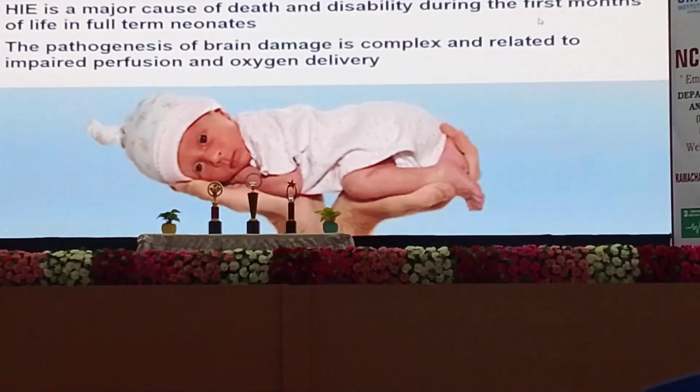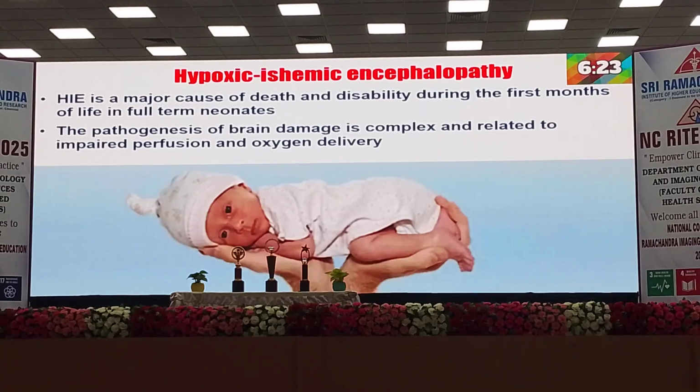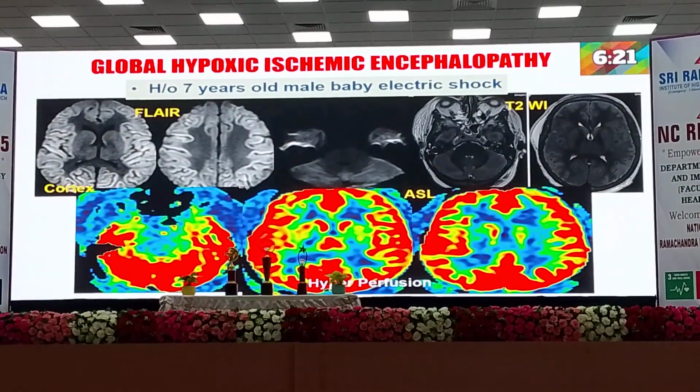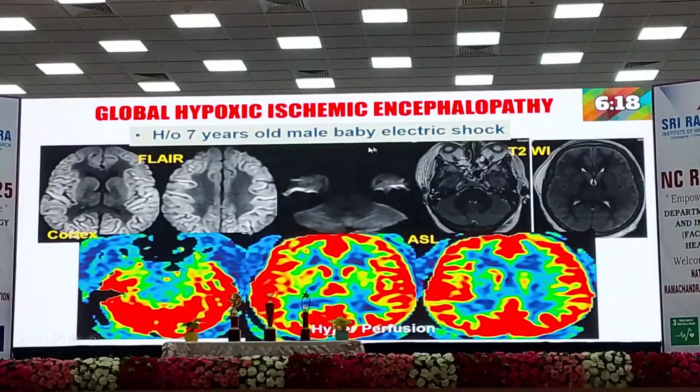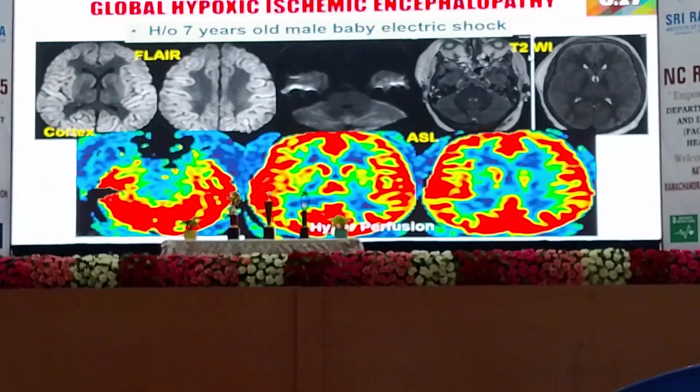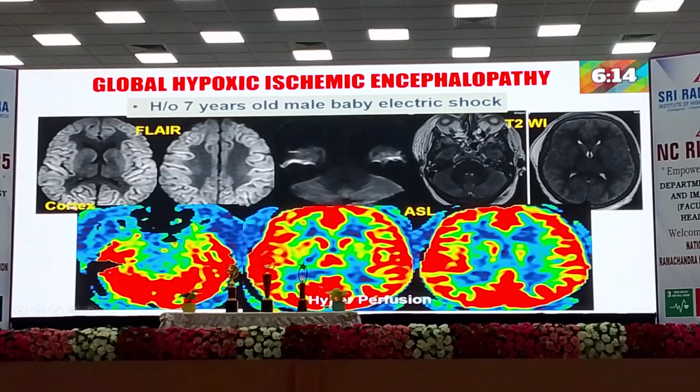It is a major cause of death and disability during the first month of life in full-term neonates. So you can see this like a global hypoxia. This is a 7-year-old male child with an electric shock, you can see the left lobe. Everywhere hyperintensity is there, but here the image shows normal.